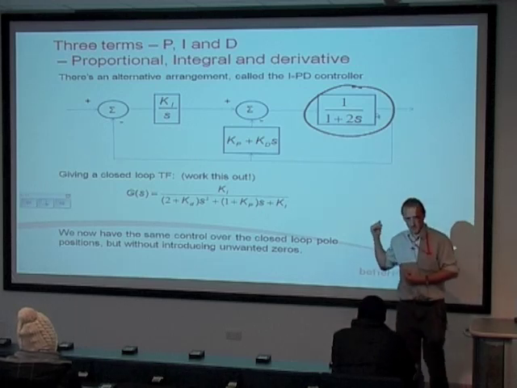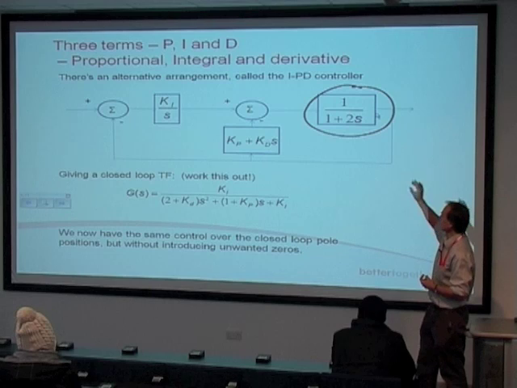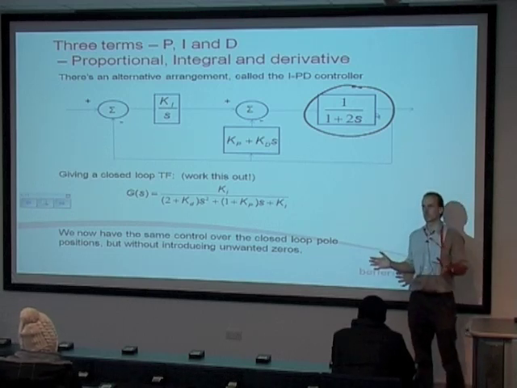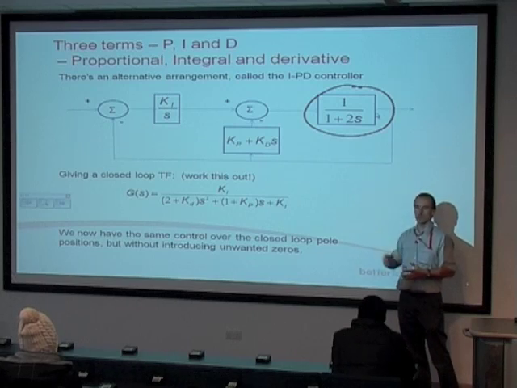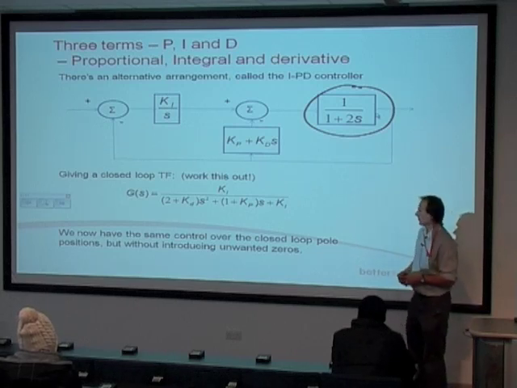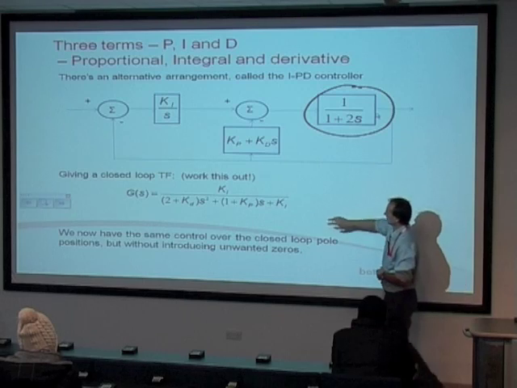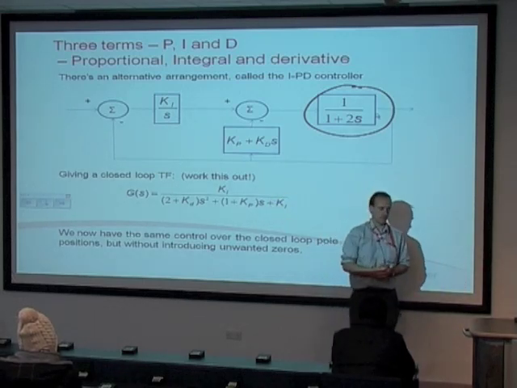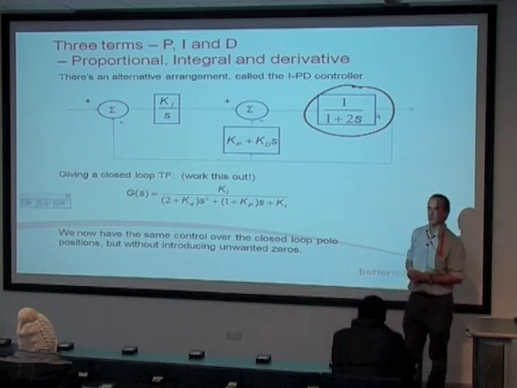So, for the sake of argument, let's say that the plant I'm trying to control is third order. There's an s cubed denominator. What do you think is going to happen when I work out the closed loop transfer function? What's the denominator going to look like?